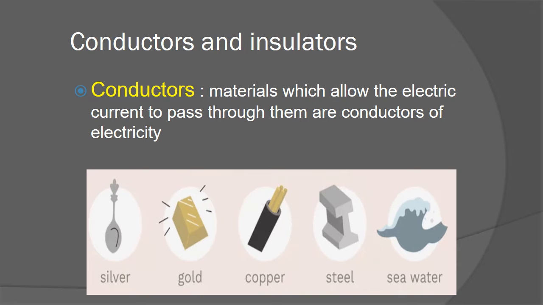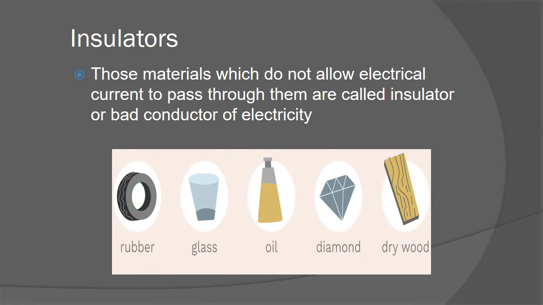Conductors and insulators. Materials which allow the electric current to pass through them are conductors of electricity. Graphite, saline water and metal are good conductors of electricity. Silver, gold, copper, steel and seawater are good conductors of electricity. Those materials which do not allow electric current to pass through them are called insulators or bad conductors of electricity. Rubber, glass, oil, diamond, dry wood are bad conductors of electricity.